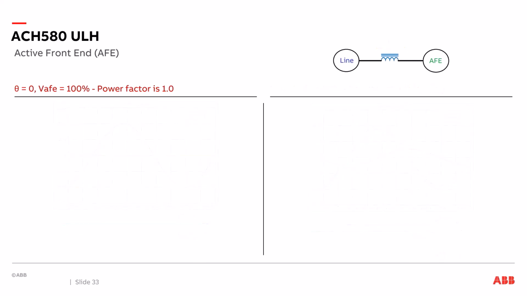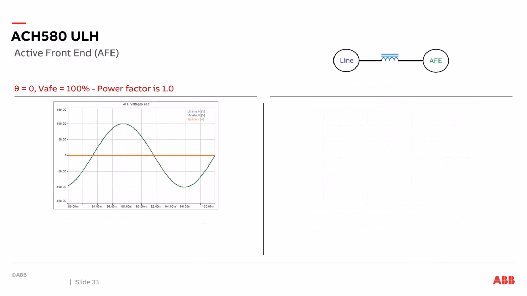All right, let's get back to normal again. We'll have our phase angle at 0 and our voltage of the active front end at 100% of the voltage of the line, and the power factor is back to 1. If we look at both phasors, they're not shown on top of each other because they would be like the sine waves on top of each other. I've shown them a little bit separate from each other, so the voltage of the line is equal to the voltage of the active front end.